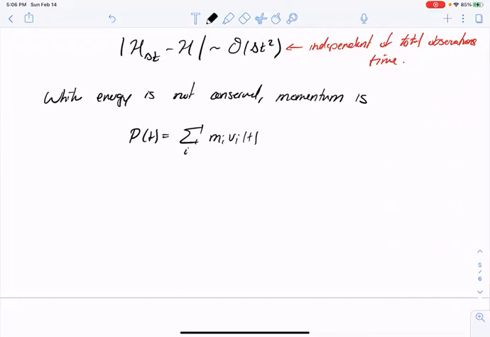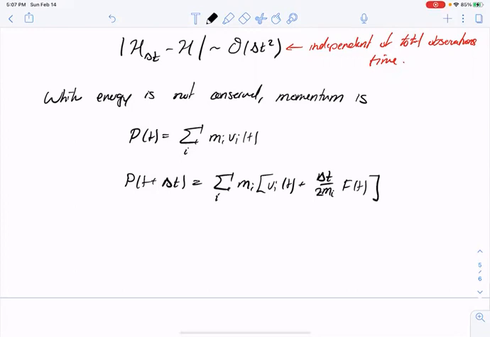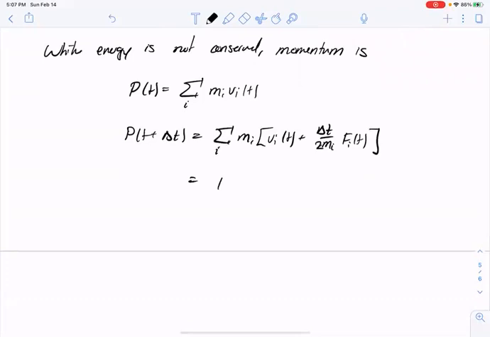updating by a time step delta t. This is the mass, which is invariant to time. And the update rule takes the velocity at time t and adds to it delta t over 2m_i, the force at time t on the ith particle. That is, the first term is just the momentum at t, plus, the masses cancel, the delta t by 2 is a constant, comes outside, the sum of all the forces of those particles.